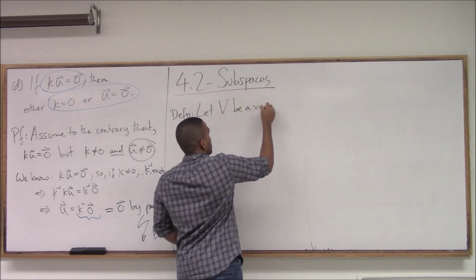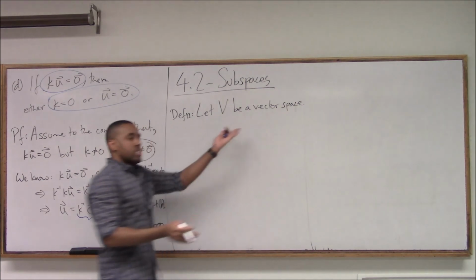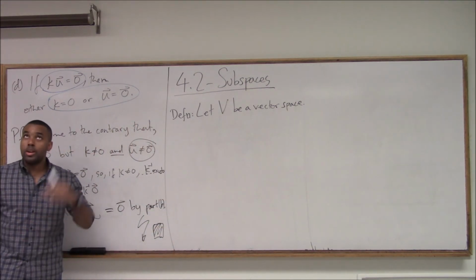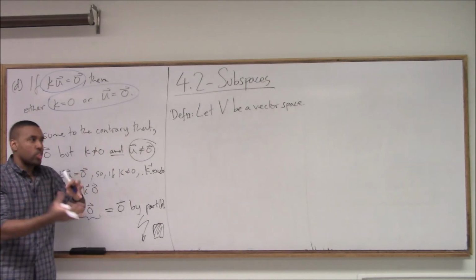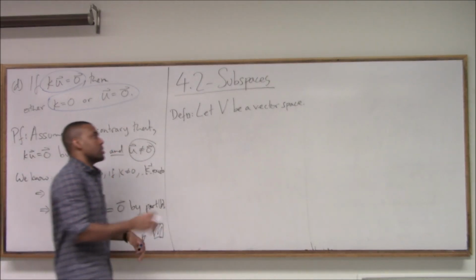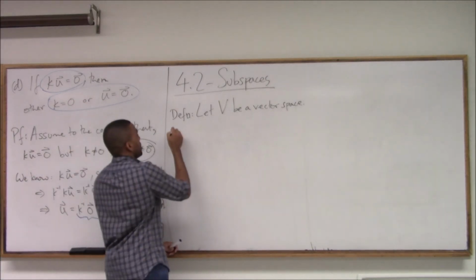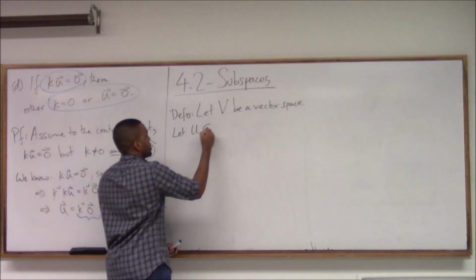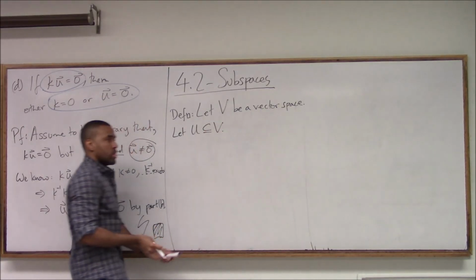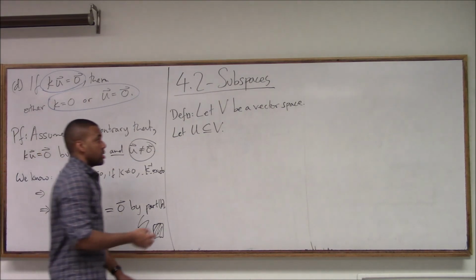Let V be a vector space. And by the way, you should be able to assume that there's a field and there are two operations here, and together they all make a vector space. So once I say let V be a vector space, it implies all that. And then let U be a subset of V. So U contains some or possibly all of the elements of V.